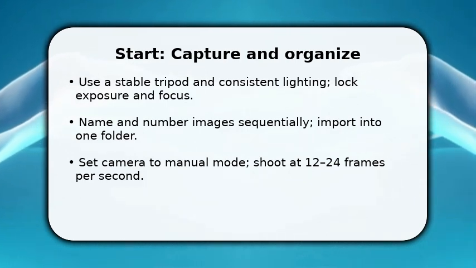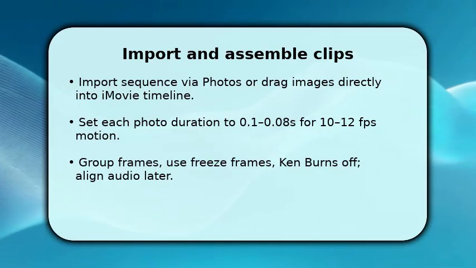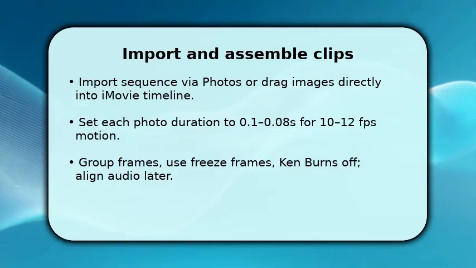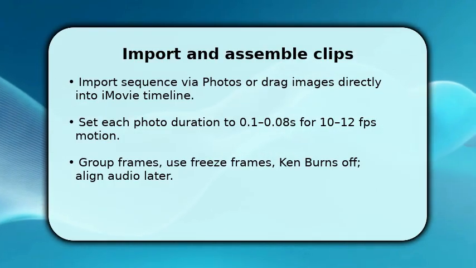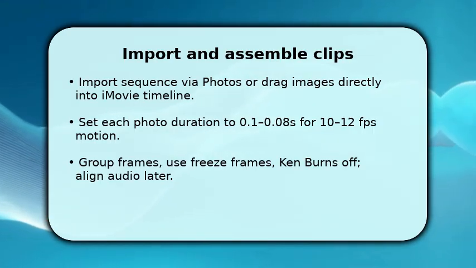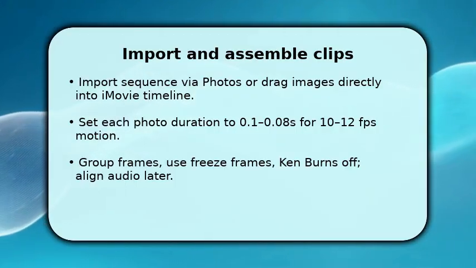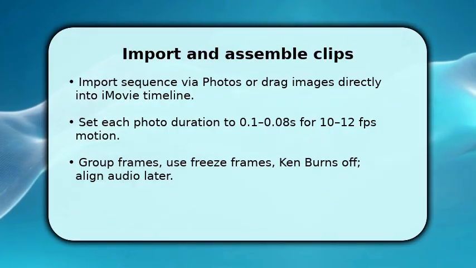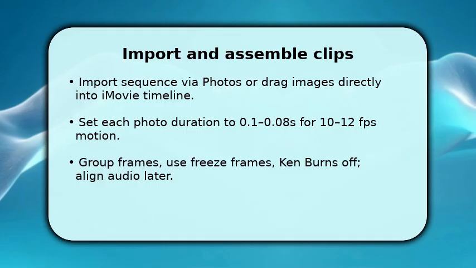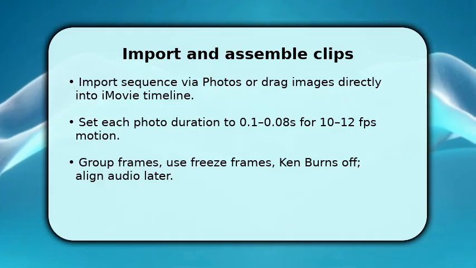You import the ordered images into iMovie by dragging them into the timeline or using Photos Import, and then select all to change duration. Change each photo to 0.08 to 0.1 seconds to approximate 10-12 frames per second. That creates perceptible motion without extra frames. Once they are in, turn off Ken Burns on every image so there's no unwanted zoom. Group segments into clips for easier edits, and add placeholder audio later so you can focus on visual timing.